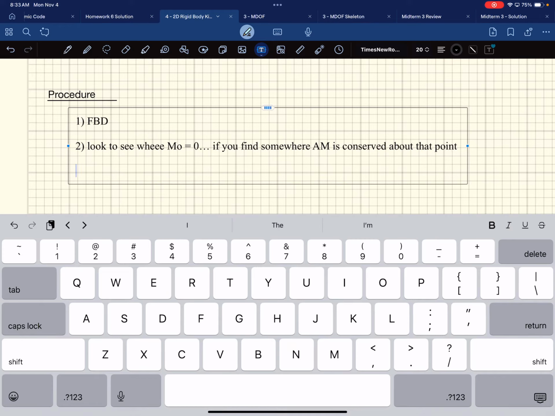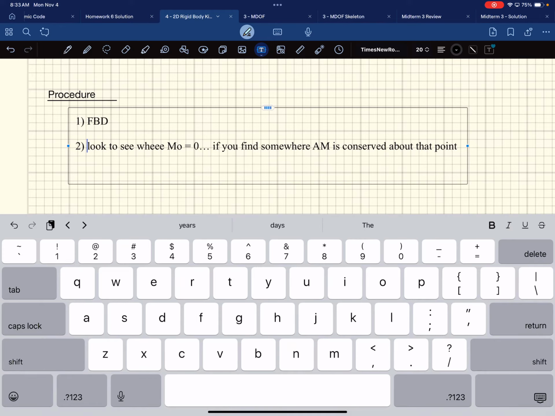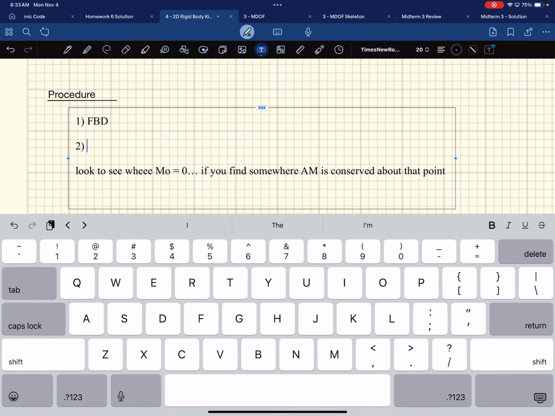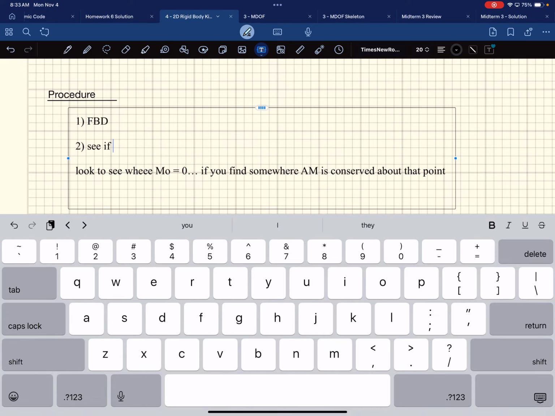Also under this one, I'm going to put that underneath. See if angular momentum or linear momentum.